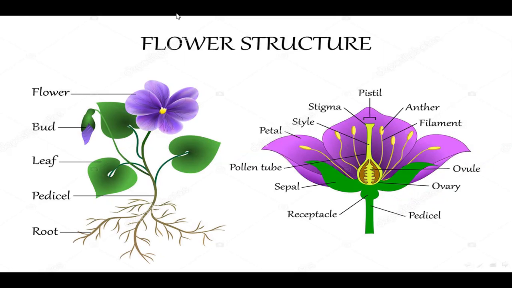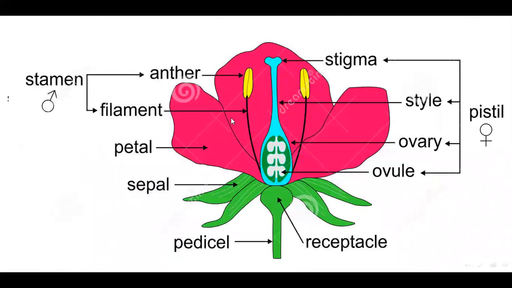Again, here I show you the image of the structure of a flower. This is a simple structure. You know that this is the flower, bud, leaf, and root, and here you see the internal structure of a flower: stigma, style, and ovary. And the yellow part is called the anther and filament. Students, remember all these parts of a flower. Again, here I show you the anther. After this one is called the filament, then the stigma, style, and ovary.